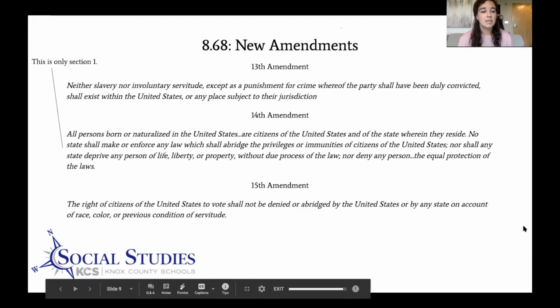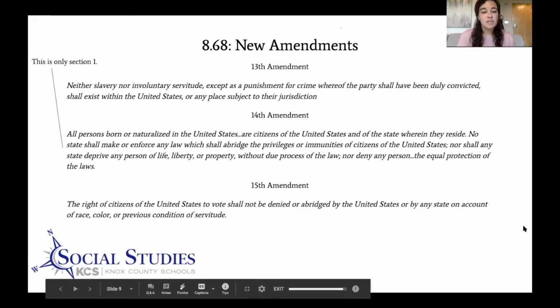The 14th Amendment says, all persons born or naturalized in the United States are citizens of the United States and of the state wherein they reside. No state shall make or enforce any law which shall abridge the privileges or immunities of citizens of the United States, nor shall any state deprive any person of life, liberty, or property without due process of the law, nor deny any person the equal protection of the laws. Now, please note that this is only the first section of the Fourteenth Amendment. There are actually 3 sections total.